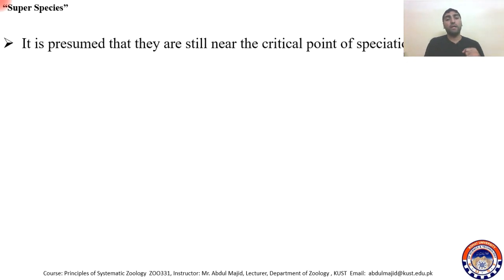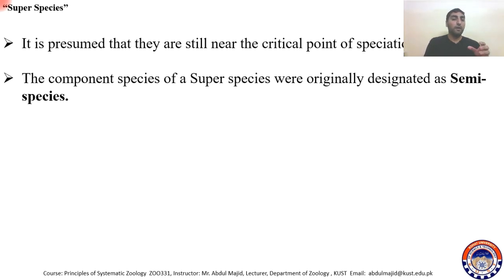Now, it is presumed that they are still near the critical point of speciation. So, why do we not consider them full species? Because scientists believe they are still near the critical point of speciation. And in a superspecies population, the component species is considered a semi-species. We call them semi-species because we also consider them borderline species. Anytime they may become a full species.